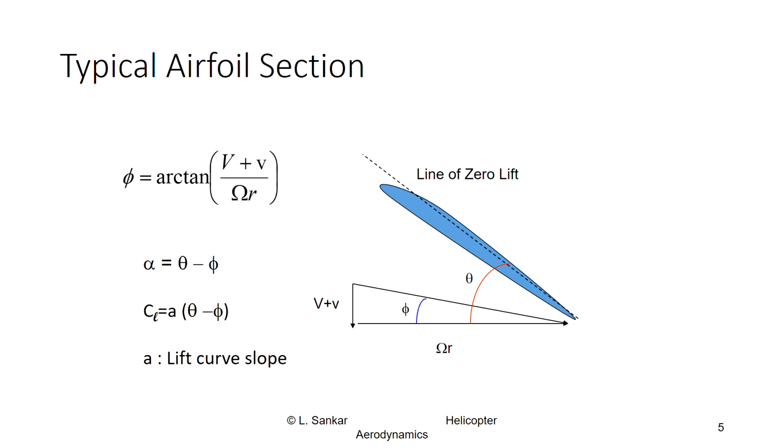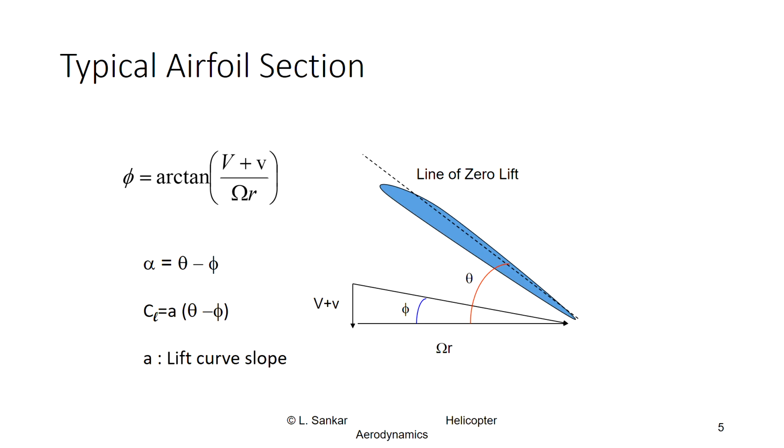So the total velocity is the vector sum of V plus v, which is the vertical velocity, and omega r, which is the horizontal velocity. By the way, the angle phi is arc tan of, or tan inverse of, the opposite side over the adjacent side. Now theta is the twist plus the pitch at that location, measured from the plane of rotation all the way up to the line of zero lift rather than all the way up to the chord line. So alpha would be theta minus phi.